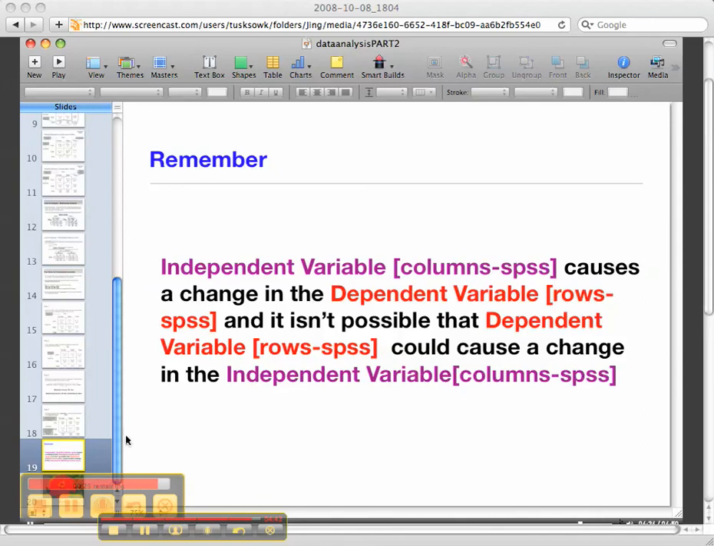And remember, independent variables are your columns in SPSS, and they cause a change in a dependent variable. It isn't possible that dependent variables could cause a change in the independent variable.